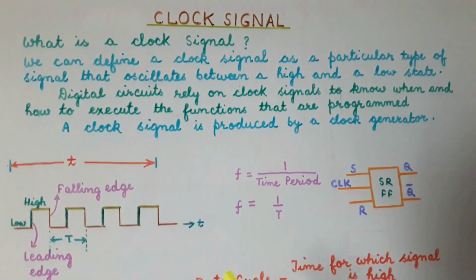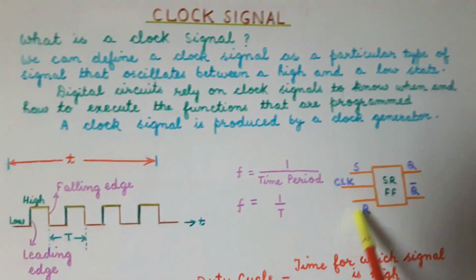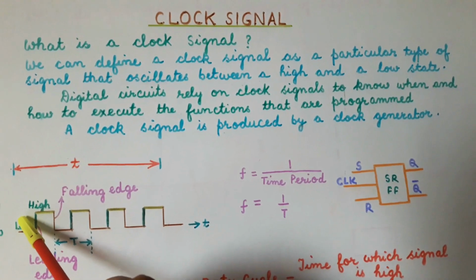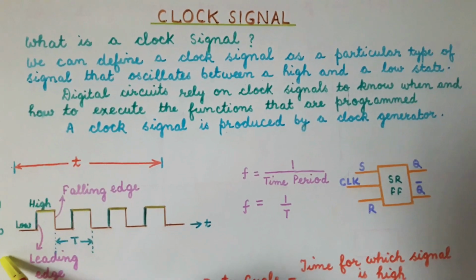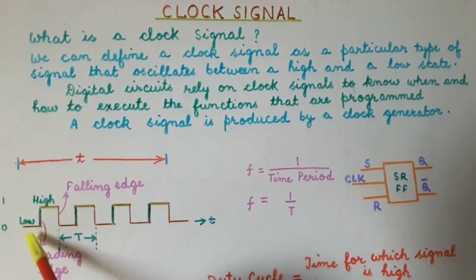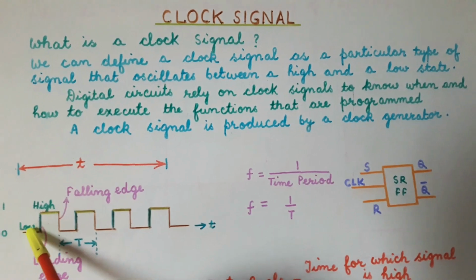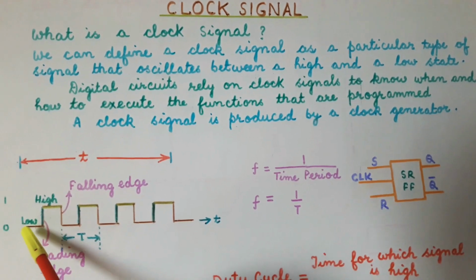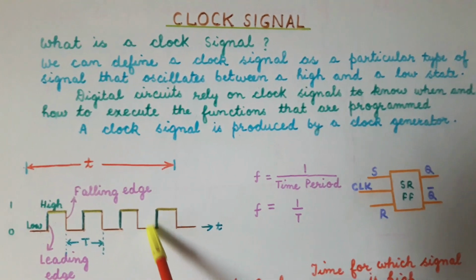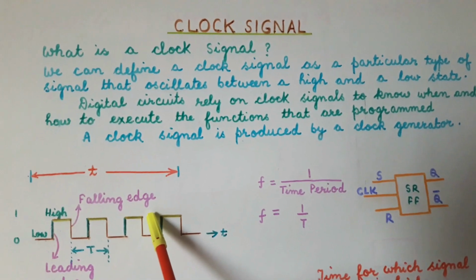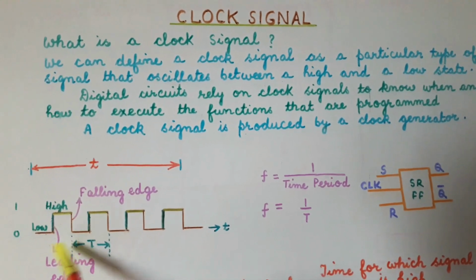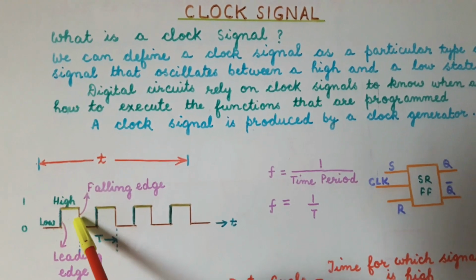In the same way, we can design the flip-flop to work when the clock goes from low to high. I mean that when the clock is here and it goes to high, then during this particular time our flip-flop will be functional. Similarly, it will be functional for this low to high, for this low to high, and for this low to high, and so on. This is the leading edge and this is the falling edge. So we call this edge triggering.